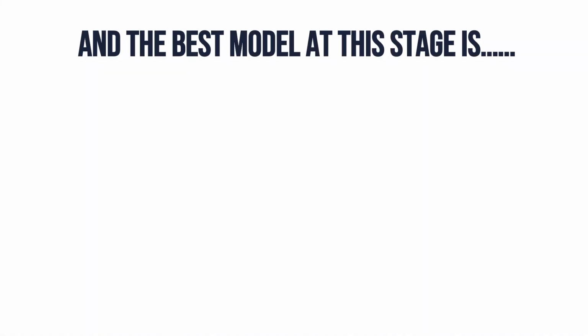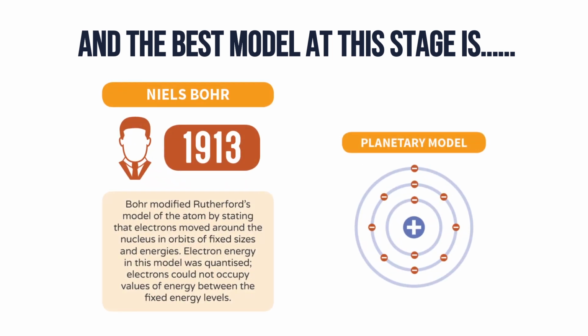To make things simpler, I believe that the model we should be using for our classes is the Bohr model, a model created by Niels Bohr roughly 100 years ago. In this model, the electrons move around the nucleus of the atom in orbits of fixed sizes. I firmly believe that the Bohr model is a very good starting point for our lessons.